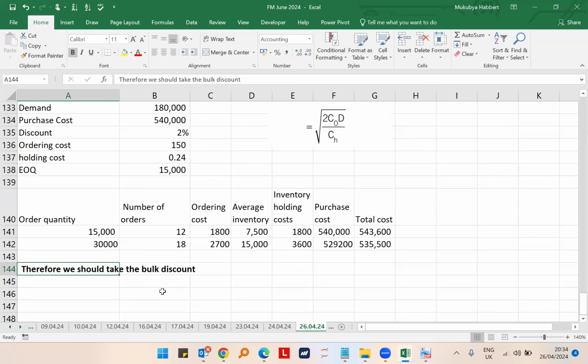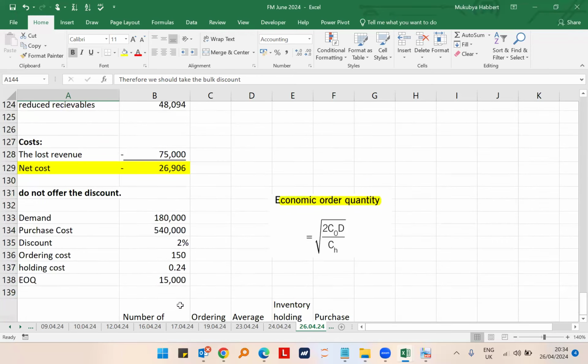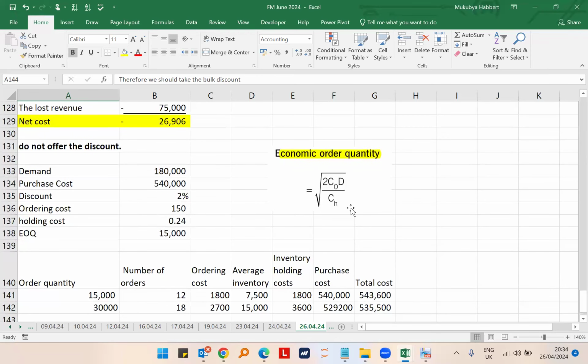So let's see what is being assumed. First of all, we are assuming that the demand is constant, which they have told us, but also the cost of ordering is constant and the cost of holding is constant. So some of those things are not going to be true, they will change. So those are the assumptions that have been made of the variables being constant.